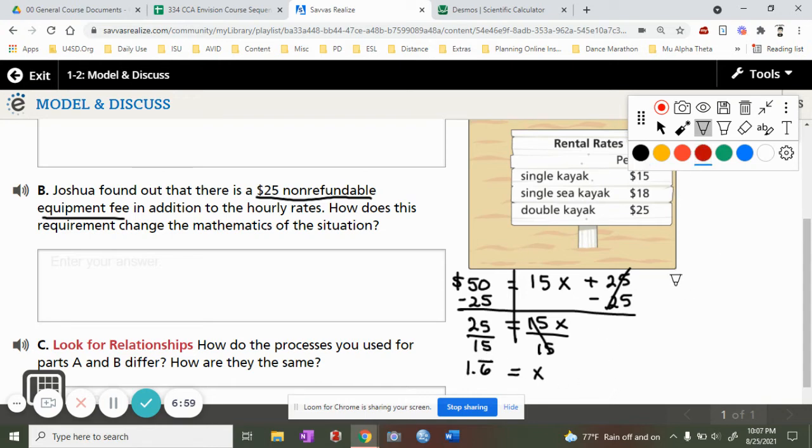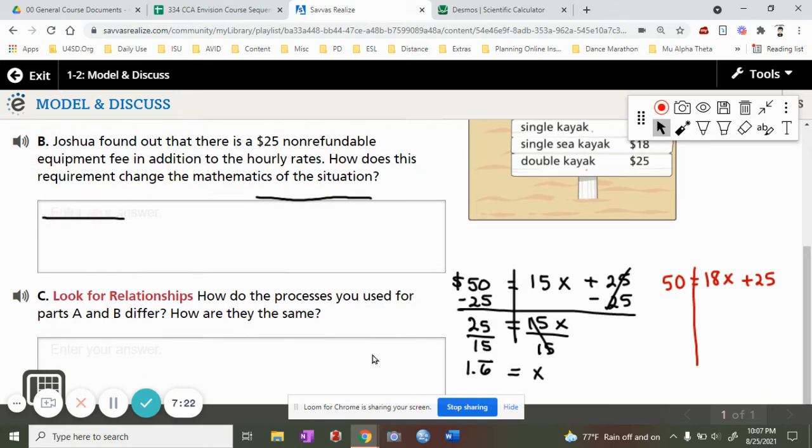The same thing is going to happen with our $18 an hour kayak. So we have our 18x plus 25. And I want you to try that one on your own. See if you can follow that same process. And then for part C, compare how those processes are the same for parts A and B. All right, and how are they different? So think about that as you fill in your notes.